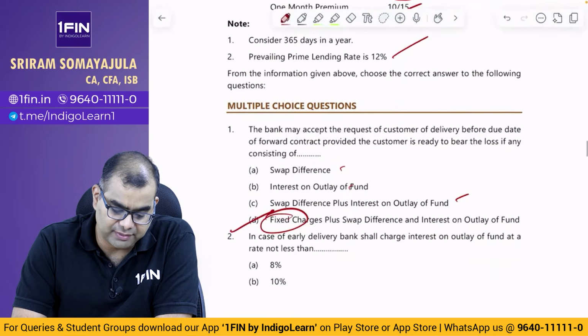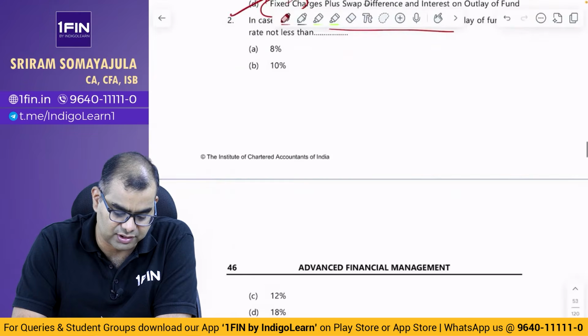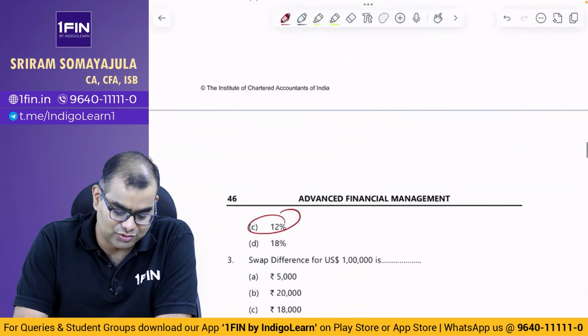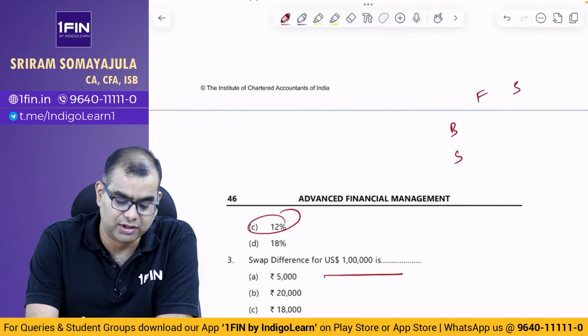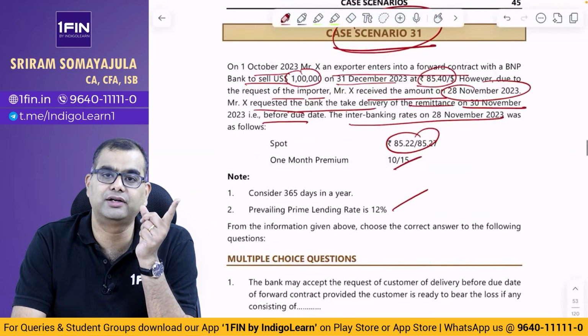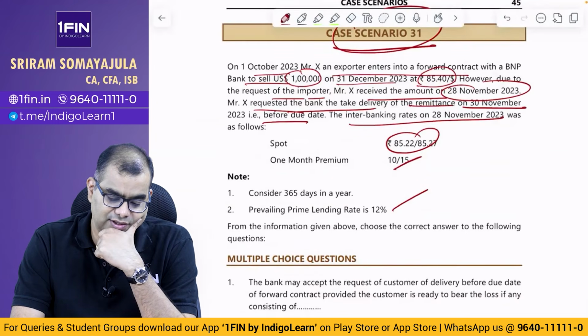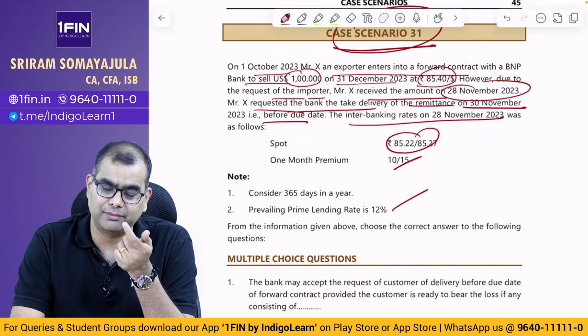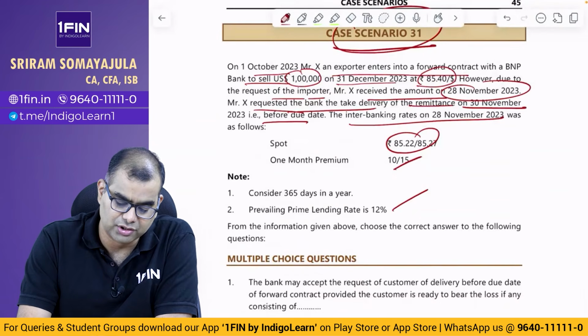In case of early delivery, the bank shall charge interest on outlay of funds at a rate not less than PLR. Here they themselves have given 12%. So what is the question? Swap difference. What is swap? You do one buy, one sell, one forward, one spot. Now in this case, what are they doing? Initially they enter into a forward buy. The bank can do a forward buy. Now what is happening? They are buying it now itself, and whatever they have purchased, they are selling it off in spot.